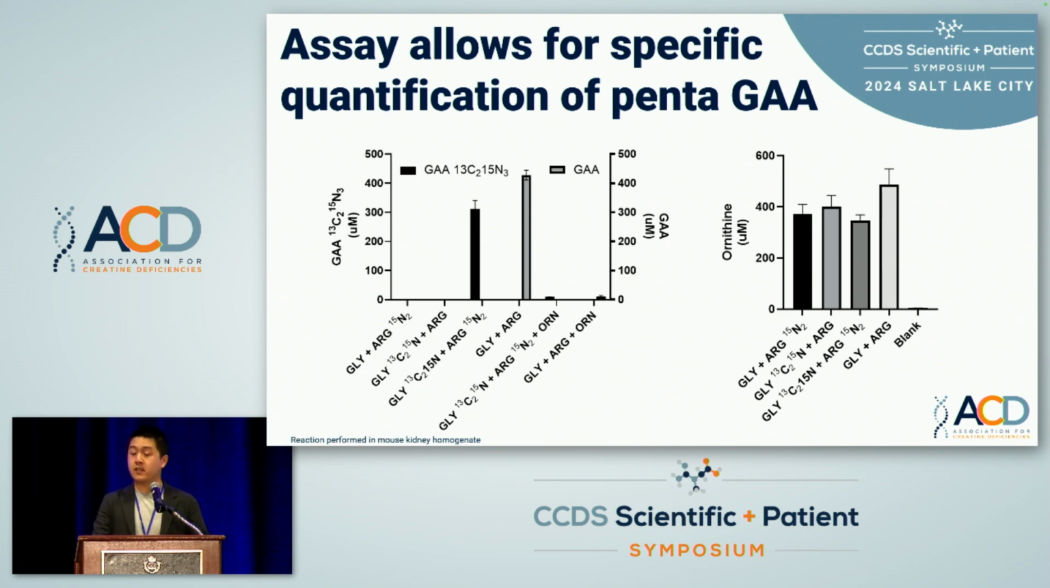Furthermore, adding high levels of ornithine to either of those two reactions results in a significant reduction in the amount of GAA being synthesized. Finally, the panel on the right is looking at the amount of ornithine being synthesized in each of these different reaction combinations, and we see that they're very similar to each other, which makes sense because they all produce the same unlabeled ornithine.